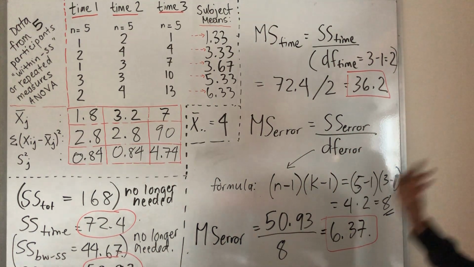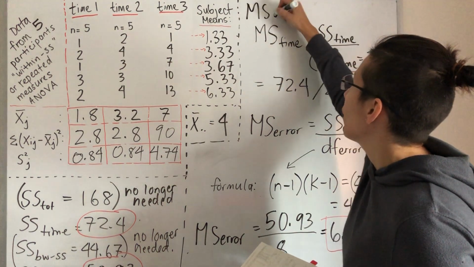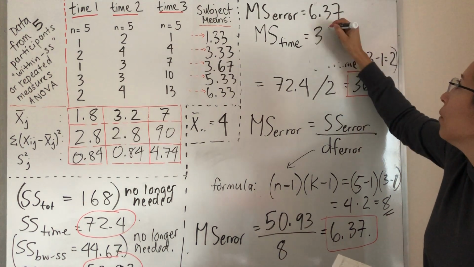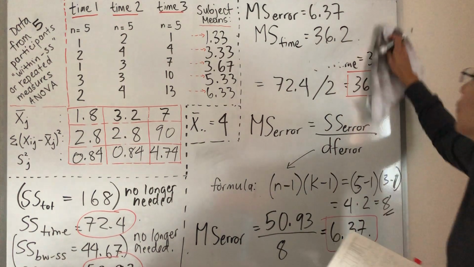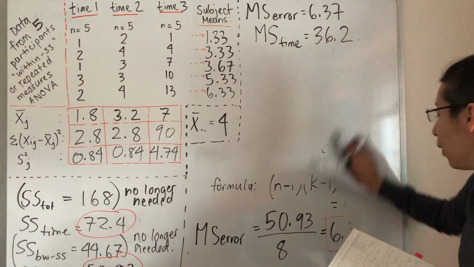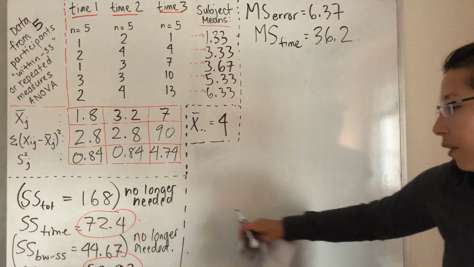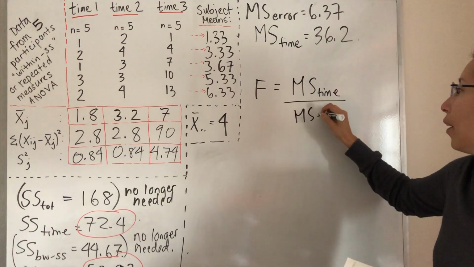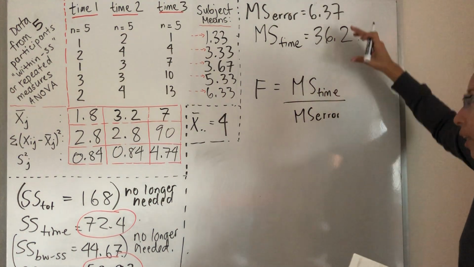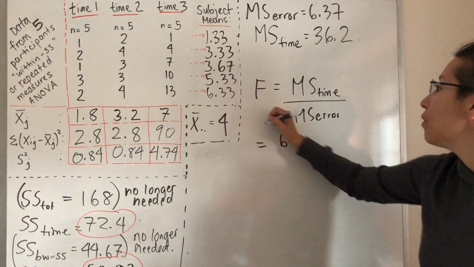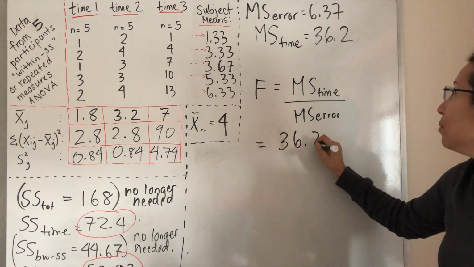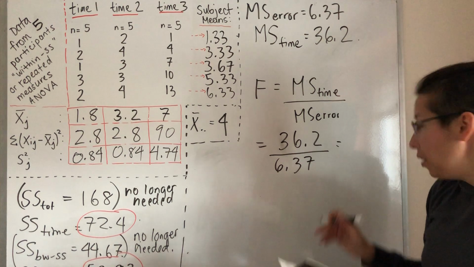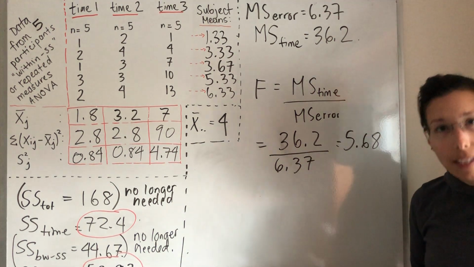How do we compute the F statistic? So mean squared error, I'm going to stick it up here, 6.37. And this is going to be 36.2. Now that we have that out of the way, we can compute our F statistic, which is MS time divided by MS error. I had more room, so I put this up here, but actually the time goes on the top, as you know. I made my own mistake. 36.2 divided by 6.37. And what do we get for the F statistic then? That is 5.68. The end.